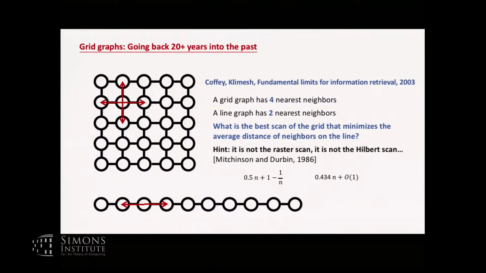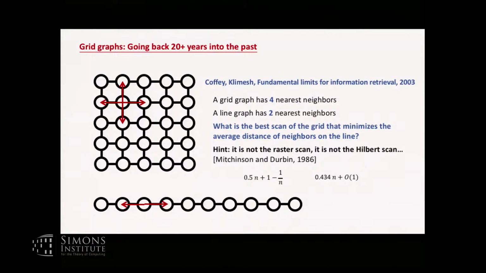So the best thing, and I remember that I found that paper, I read that paper because I was acknowledged in the paper saying, thank you to Olgica Milenkovic for telling us about this scan, the famous Mitchinson and Darbin scan from 1986. The raster scan, if you go in a raster scan format for a grid, you will get roughly 0.5 n as the average distance between the 4 neighboring points.